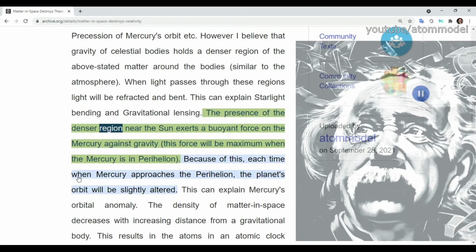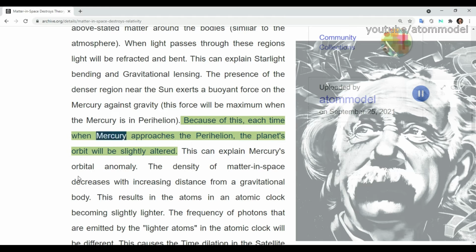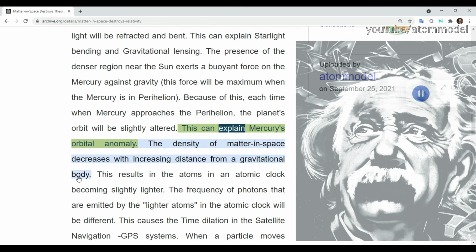The presence of the denser region near the Sun exerts a buoyant force on Mercury against gravity. This force will be maximum when Mercury is in perihelion. Because of this, each time Mercury approaches the perihelion, the planet's orbit will be slightly altered. This can explain Mercury's orbital anomaly.